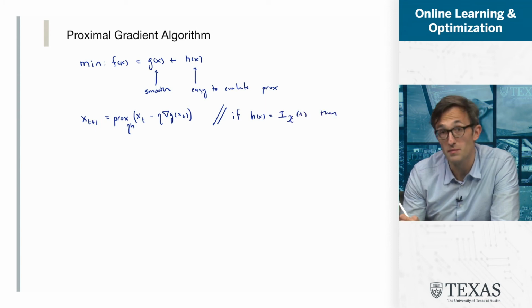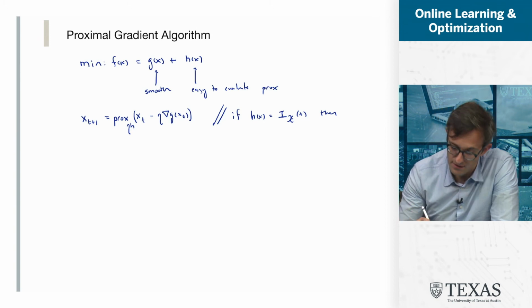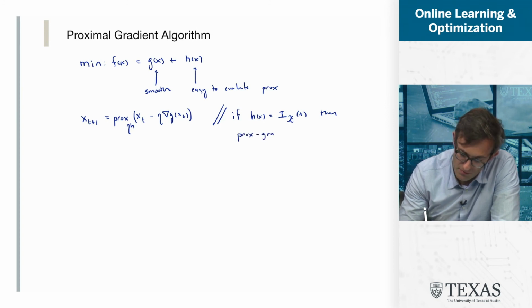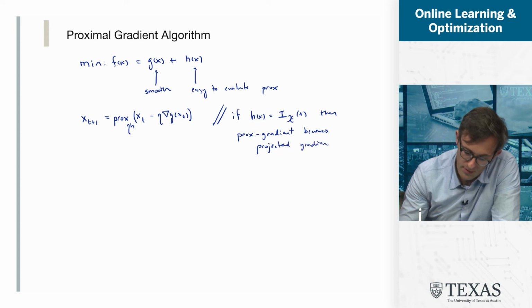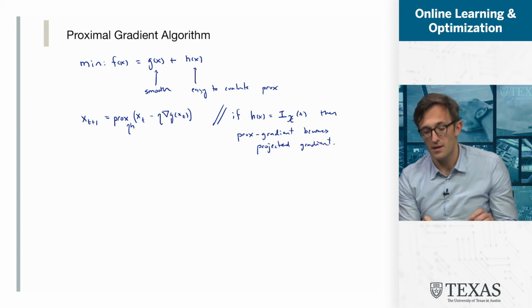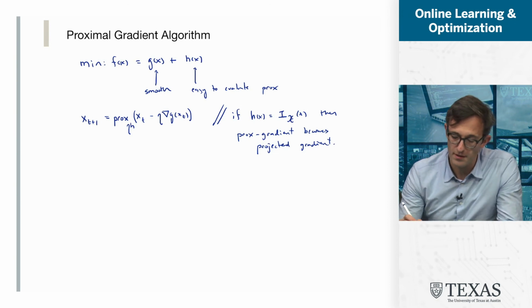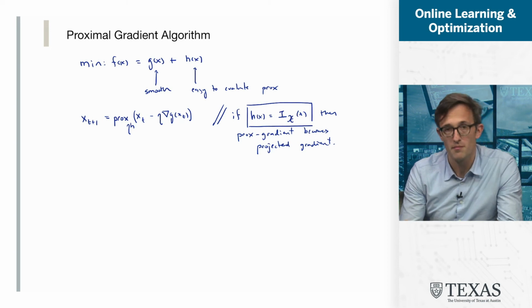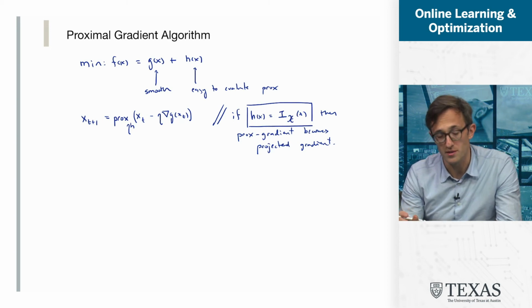And remember that if h of x is equal to the indicator function of a set, then my optimization problem is equivalent to just minimizing g of x subject to x in the set, and my proximal gradient algorithm becomes simply projected gradient. Because when h is equal to the indicator function, then the prox operator of h is just the projection operator.